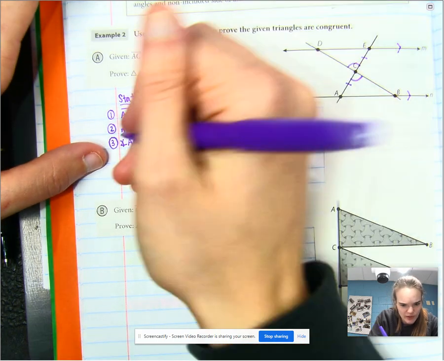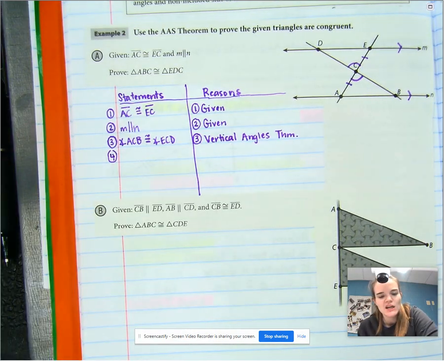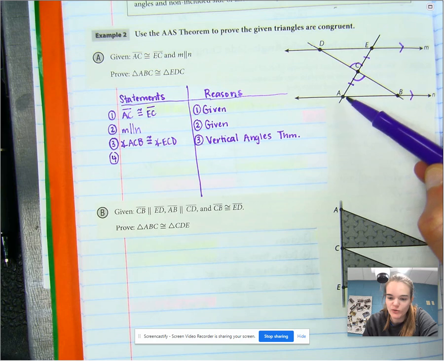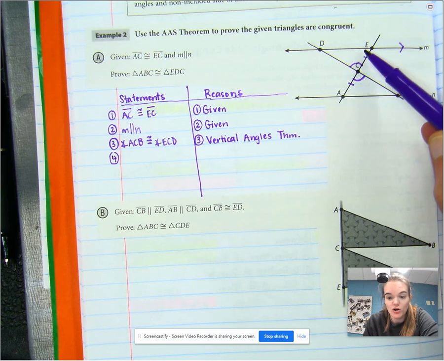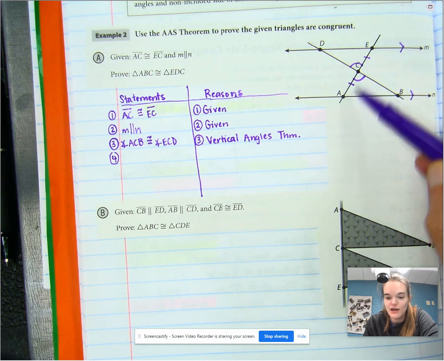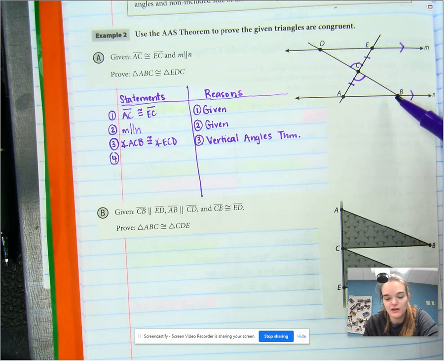Now, number 4. So we have a side. We have one angle. We're going to need another angle. Now, we're learning angle, angle, side today. It is possible to prove this with angle, side, angle, because we could say E is congruent to A because they are alternate interior angles, because these are parallel. However, based on the same logic, we're going to be able to prove B and D are congruent. Now, we want to prove B is congruent to D because we are using angle, angle, side.